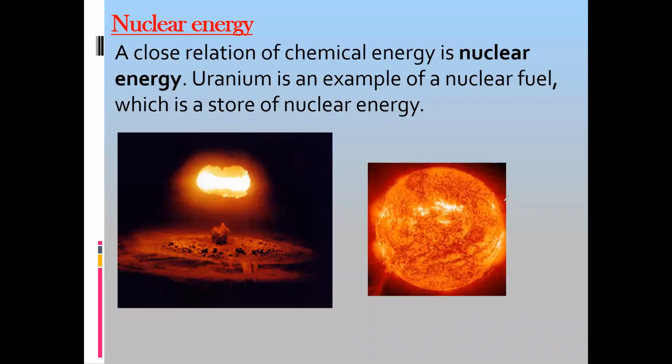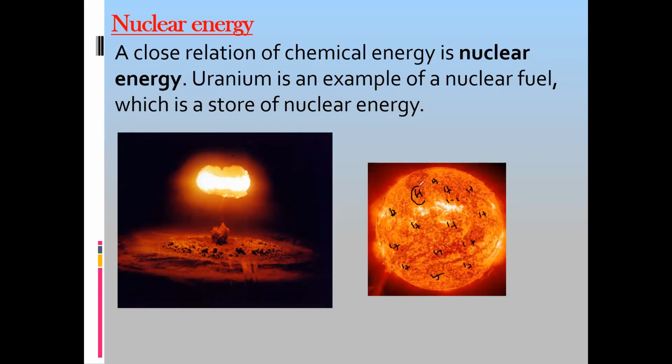So nuclear energy is the energy which is released by a nuclear reaction. Energy which is released by a chemical reaction is known as chemical energy. So what happens on the surface of the sun? The sun consists of hydrogen and helium atoms. There are millions or trillions of hydrogen and helium atoms.